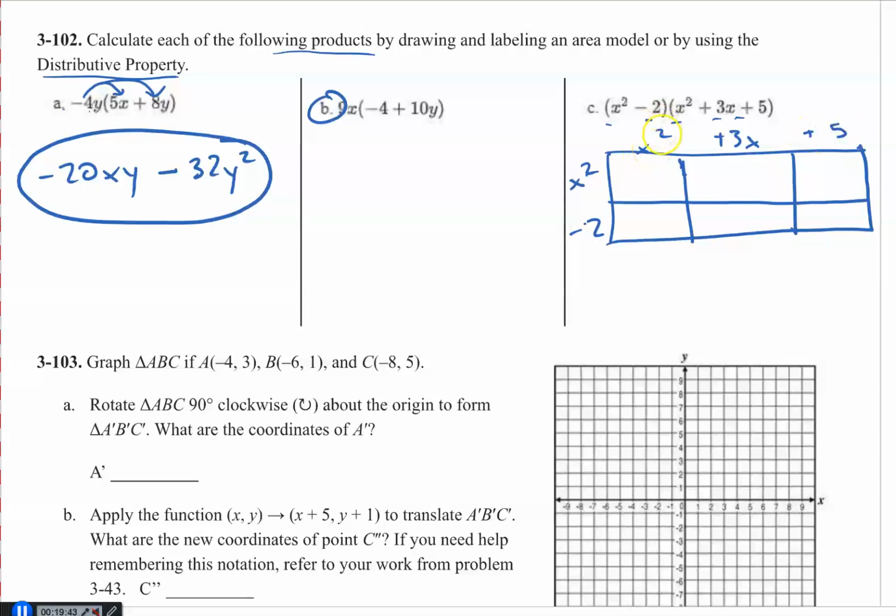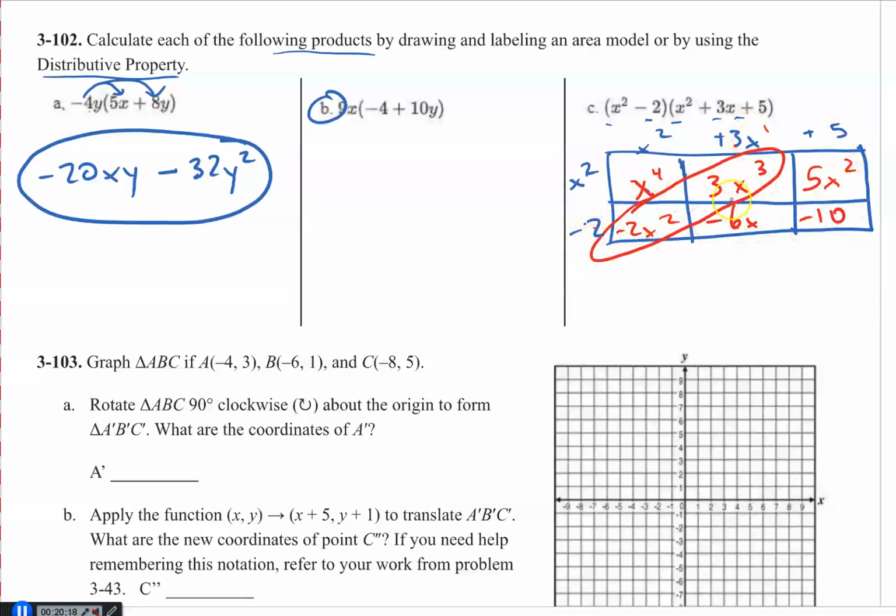Alright. X squared times x squared is actually x to the power 4. Exponents add. X squared times 3x, that's 3x to the power 1. So this is going to be 3x to the power 3. 3 times x squared is that. 5 times x squared is just 5x squared. X squared times negative 2 is negative 2x squared. Negative 2 times 3x is negative 6x, and negative 2 times 5 is negative 10.